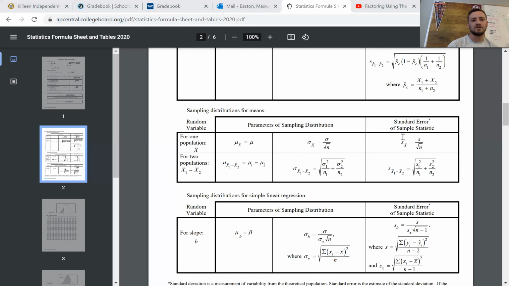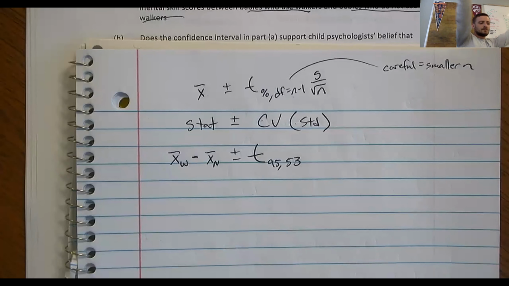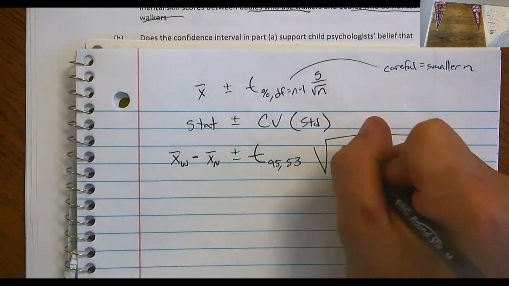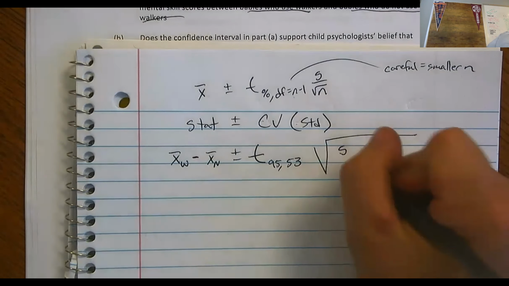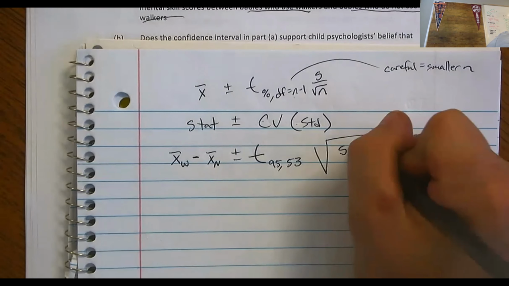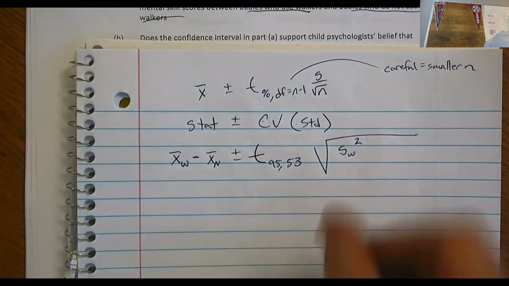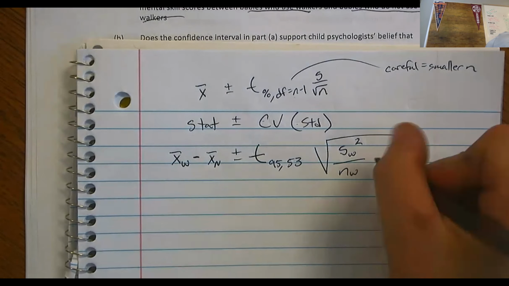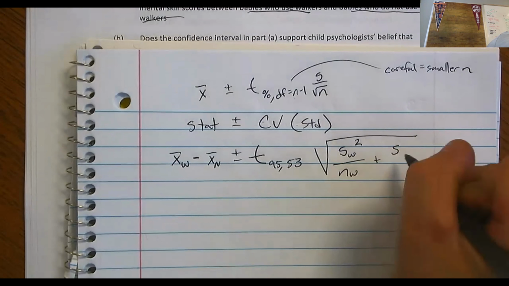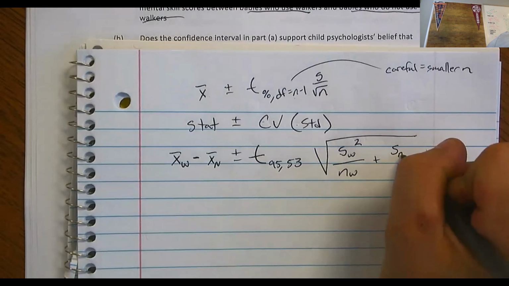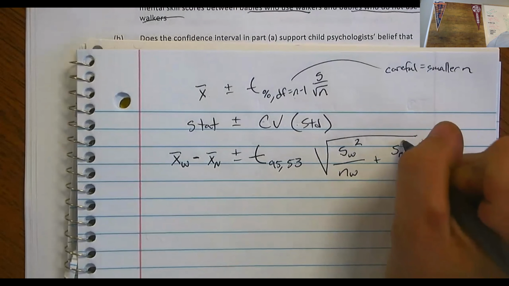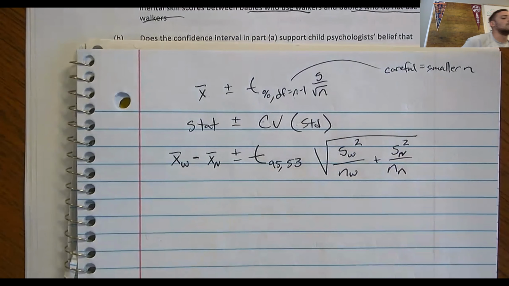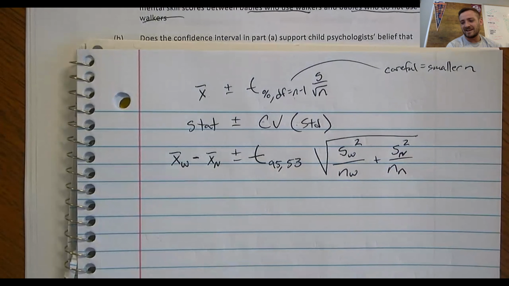So let's go back to our problem. We take the square root of the sample standard deviation of my walker babies, and we square it, divided by the sample size of my walker babies. Then we add to it the sample standard deviation for my non-walker babies, and we square it, and we divide it by the sample size of my non-walker babies. I know it's a lot of annotating going on.